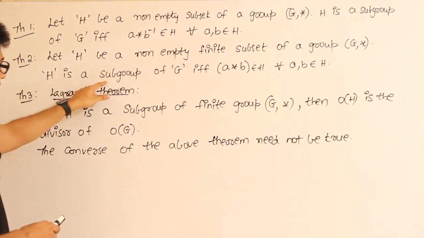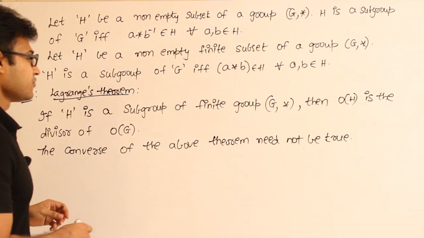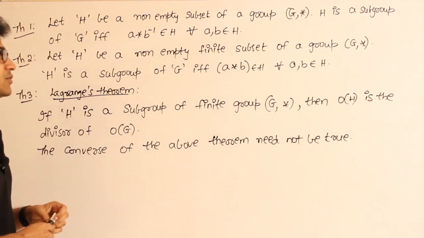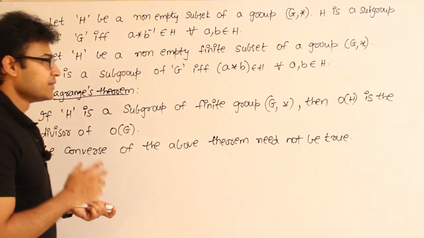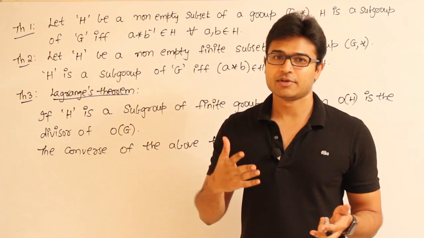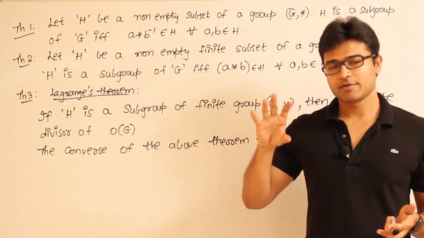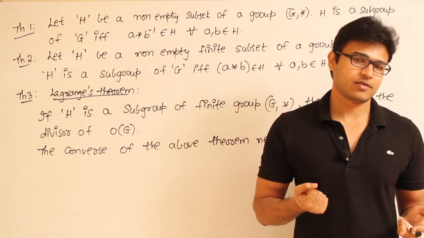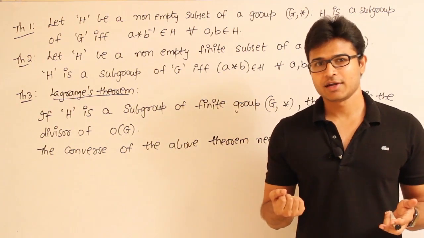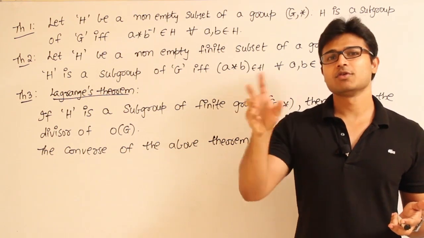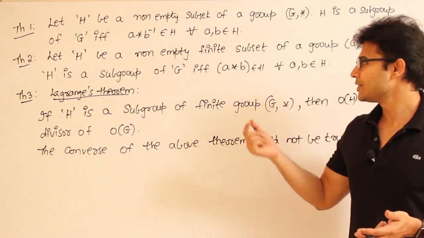And next theorem is, let capital H be a non-empty finite subset of a group capital G. Then H is a subgroup only if A star B belongs to H for all A comma B belongs to H. So what they mean to say is, by this theorem, it is very important, we are going to use it right away in all the questions. So if you have a group G and if you have taken a subset of it, now if you want to find out whether it is a subgroup or not, just see whether this particular set is closed under star. Okay, so that is the meaning of it.